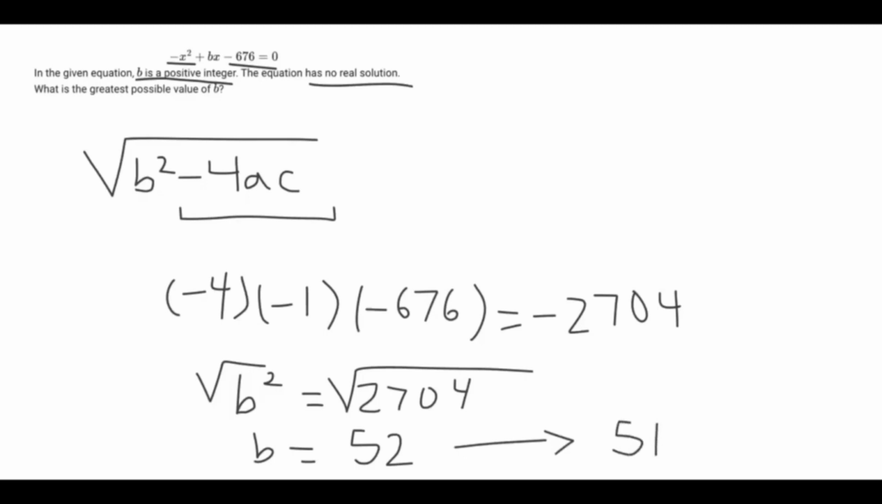And so the greatest possible value for b is 51, because if we test this, 51 squared is 2,601. And that is indeed smaller than 2,704. And so if you did the math there, you would get a negative value. And so the discriminant would have a negative value, meaning you would get no solution. And that would ultimately solve the problem.